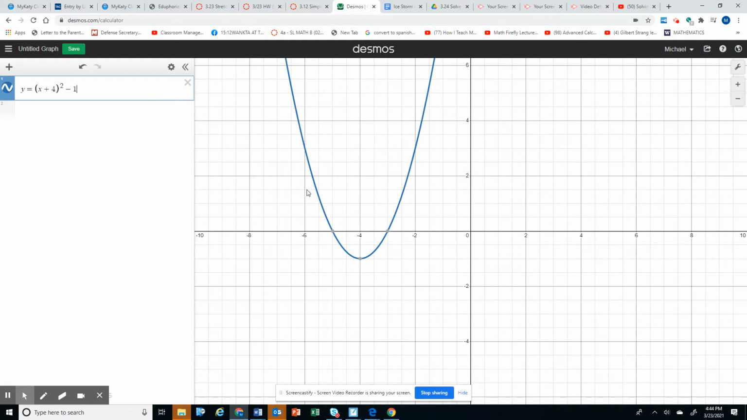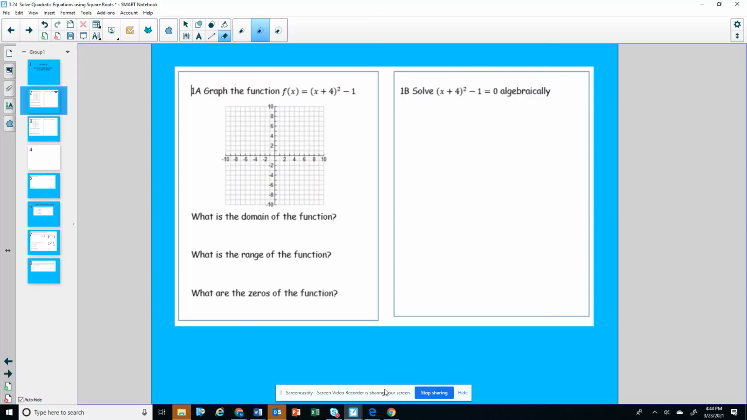And then what are the zeros? Remember, the zeros are where the graph crosses the x-axis. So let's look at this right now. So this is -2, this is -3. So one is -3, and the other one is -5. So (-5, 0) is one, and (-3, 0) is the other one. Okay, so that's solving it graphically. Let's put your answers on the smart board.